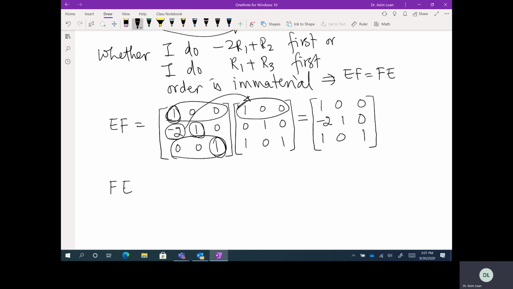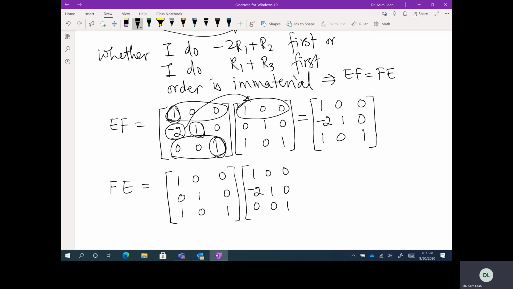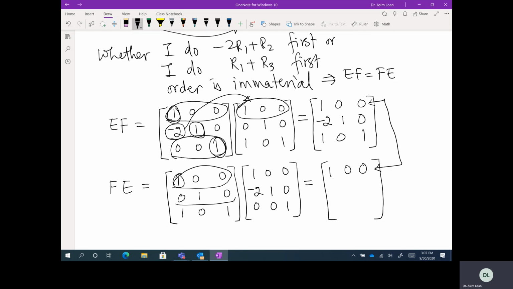Okay, let's do F times E. We know E times F in general is not equal to F times E, but here it should be true because the order of the operations we are doing is immaterial. F is 1 0 0, 0 1 0, 1 0 1. We are replacing the third row first, and then we are doing the second row. This is 1 0 0, minus 2 1 0, 0 0 1. If I do that, 1 0 0 means I pick the first row, which is the same as before. Then I pick the second row as is, minus 2 1 0, the same as before. And the third is adding the first and the third, which is 1 0 1, exactly the same as this one.